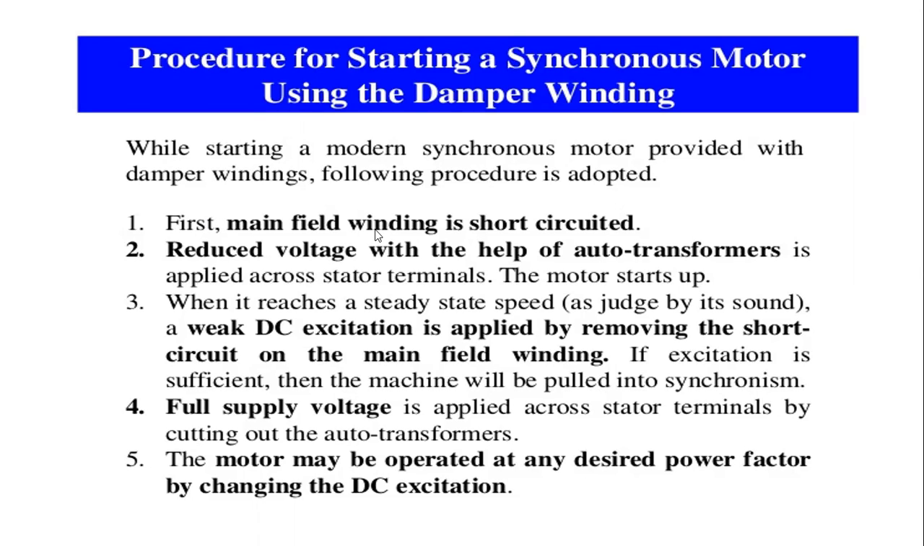Second, we reduce the voltage with the help of an auto transformer, and it is applied across the stator terminals. Therefore, the motor starts up. First, the main field winding is short circuited, and second, we reduce the voltage with the help of an auto transformer and apply it across the stator terminals. Therefore, the motor starts up.